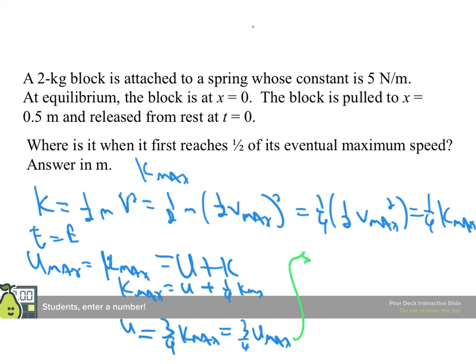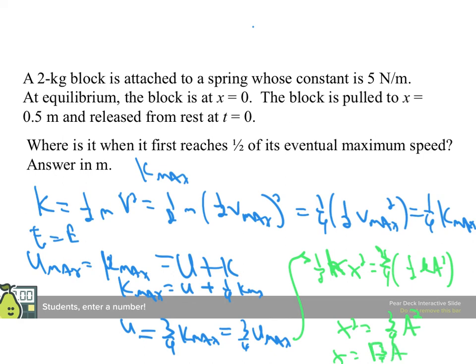But the potential is 1/2 k times the current value of x squared, and that's 3/4 of U max, which is 1/2 k A squared. We cancel a bunch of stuff. We get that x squared is 3/4 A squared. So x is root 3/4 of A.